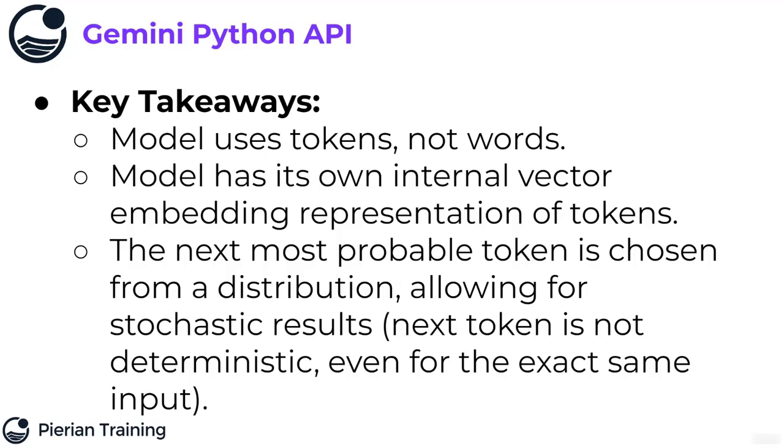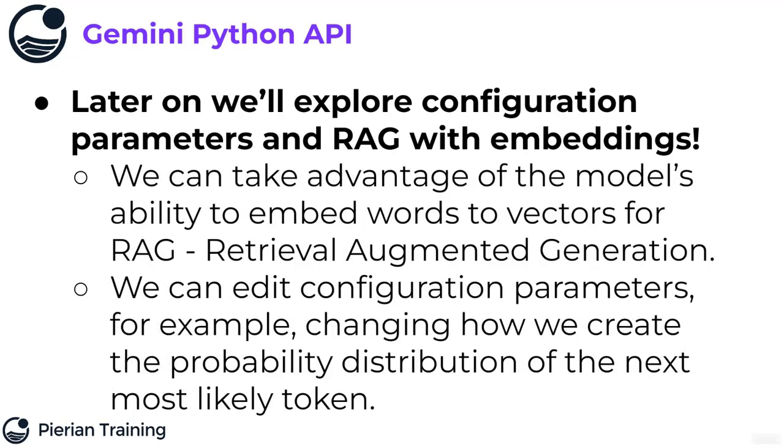Even for the exact same input, you can expect to get different results because you're sampling from a distribution, and that can cause changes further down the line. So if I asked for a poem, I would probably get different poems even if I provided the exact same input. Later on, we're going to explore configuration parameters and what's known as RAG with embeddings.